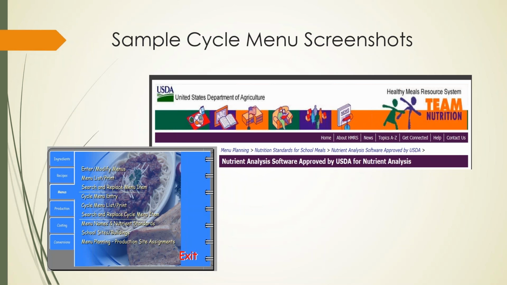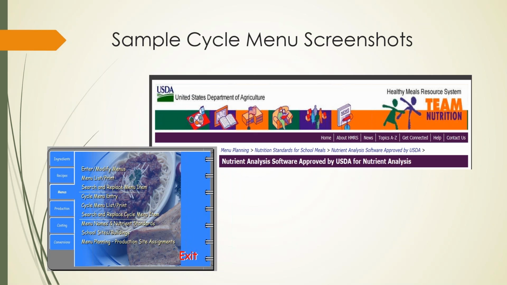So taking a look at some sample cycle menu screenshots, there are some cycle menu options in most school nutrition programs if you have a computerized nutrient analysis program. And once you get that function down, it's very easy and it's a very simple copy and paste to roll it forward for the entire school year.